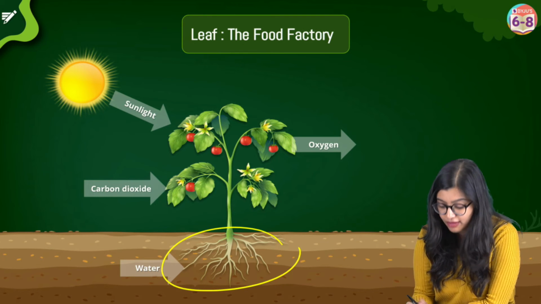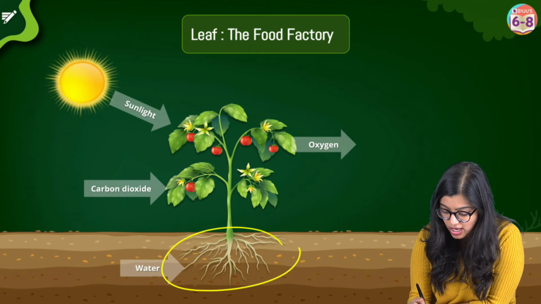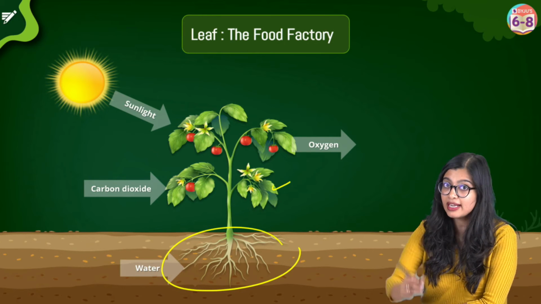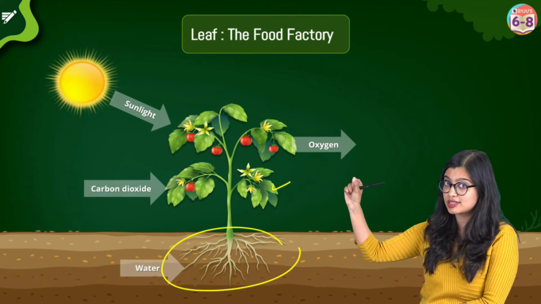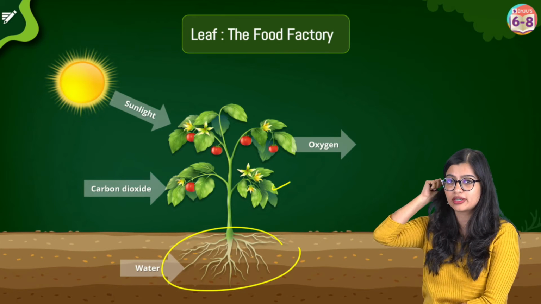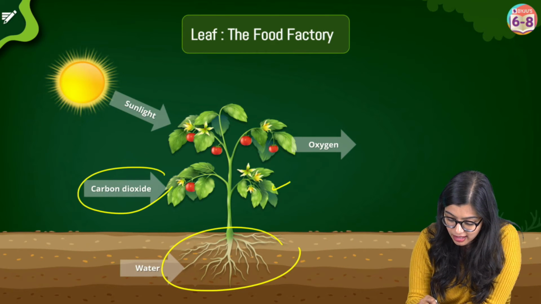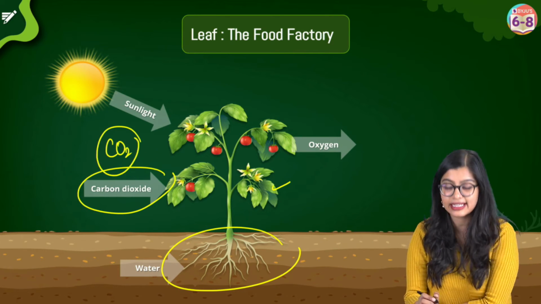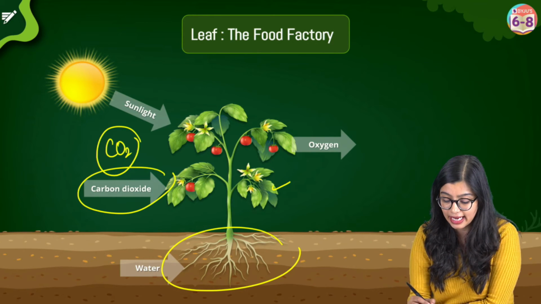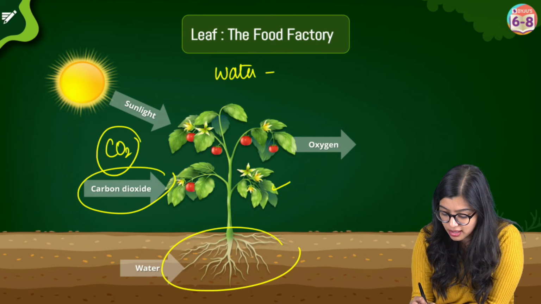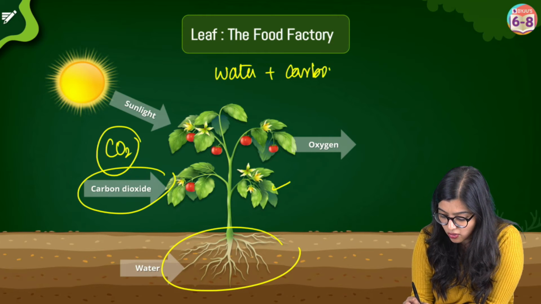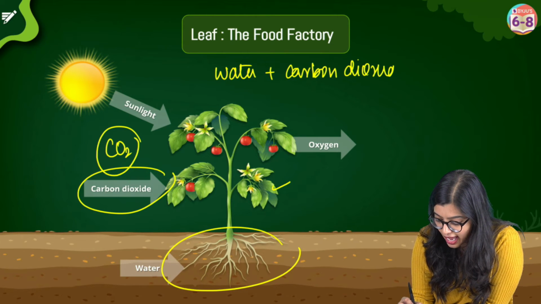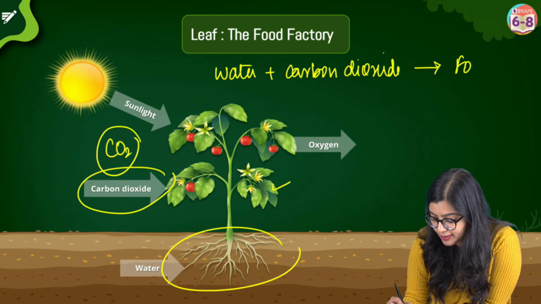They use water, which is absorbed by the roots and transported all the way to the leaves, right? And now you know those tube-like structures, the veins that we discussed, they bring in water. And similarly, carbon dioxide, which is a gas in the atmosphere, is taken in. And water combines with carbon dioxide, yes, and it will produce food for the plants.